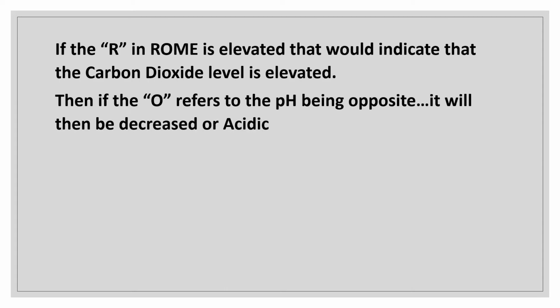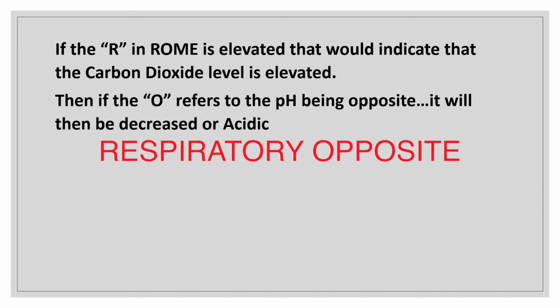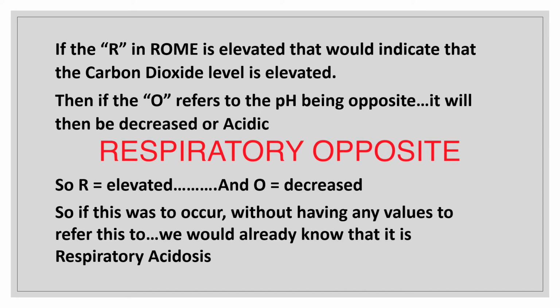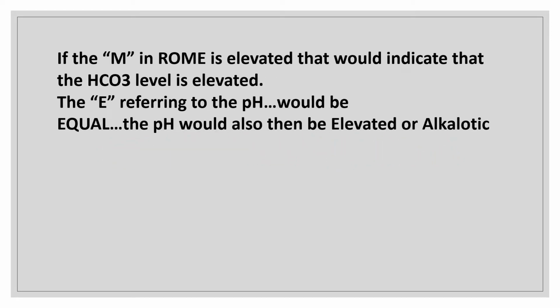If the R in ROME is elevated, that would indicate that the carbon dioxide level is also elevated. Then if the O refers to the pH being opposite, it will then be decreased or acidic. So R equals elevated and O equals decreased. So if this was to occur without having any values to refer to, we would already know that it is a respiratory acidosis.